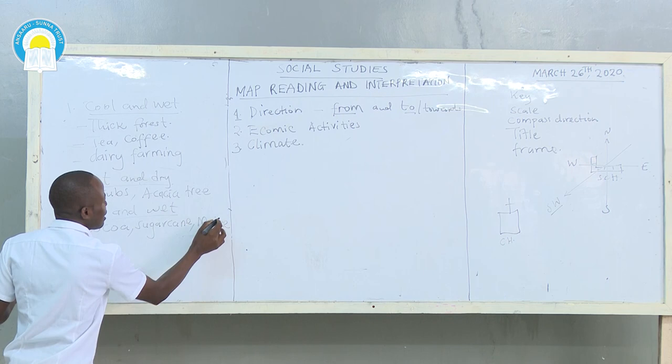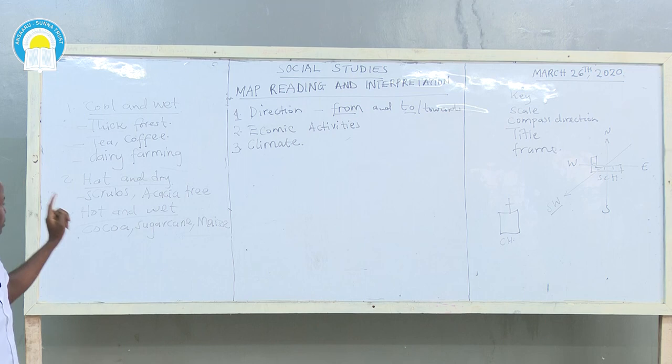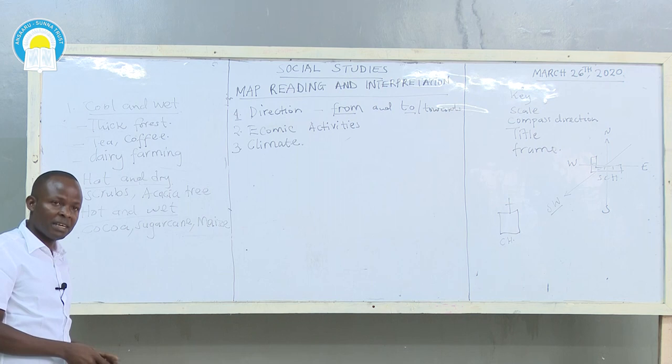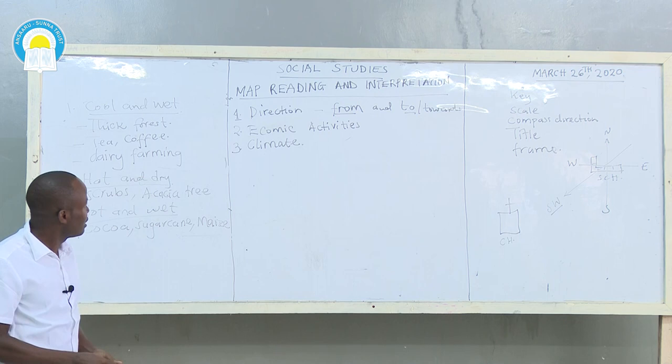So we have talked about three climates here: cool and wet, hot and wet, and hot and dry. And I've said, before you rush to answer the questions, go to the key, study everything in the map, and go to the key. The next thing that you are likely to be tested on, number four, is the relief.